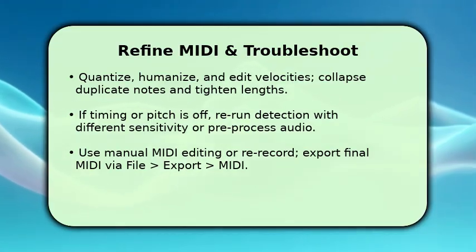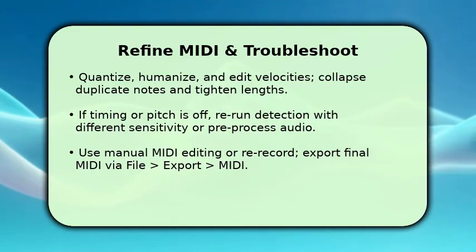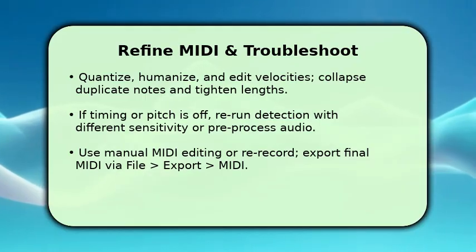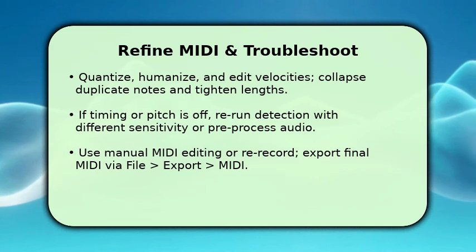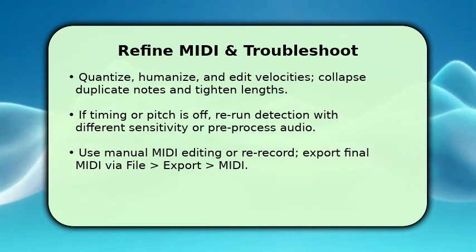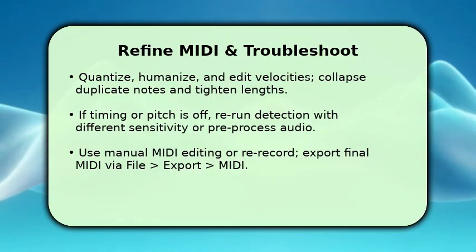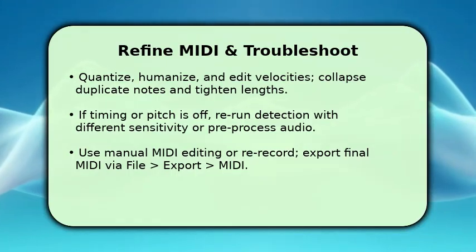If notes are consistently wrong, pre-process the audio with EQ or noise reduction, then rerun detection at a different sensitivity. Making source audio clearer improves results. Finally, export the MIDI file or save the project. If conversion fails entirely, re-record with a cleaner take or split complex polyphonic parts before converting.